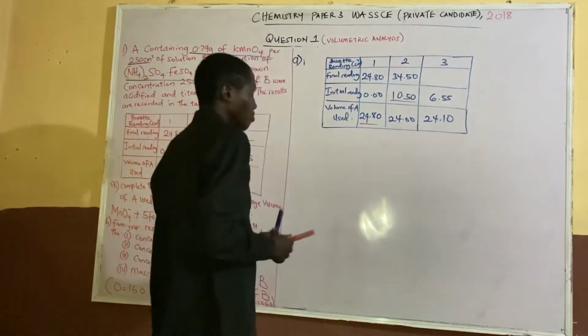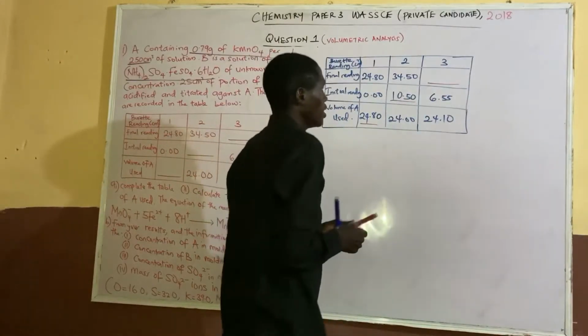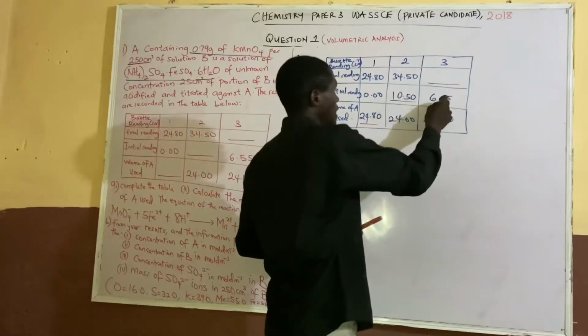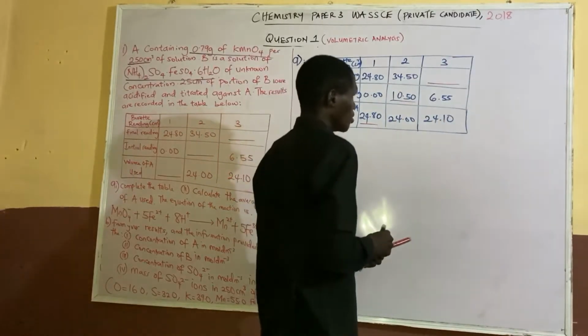24.10. Now we have supplied the answer that is here. Now here we know that you have to take this away from this to get this. So we are going to add this together. So what are we having?